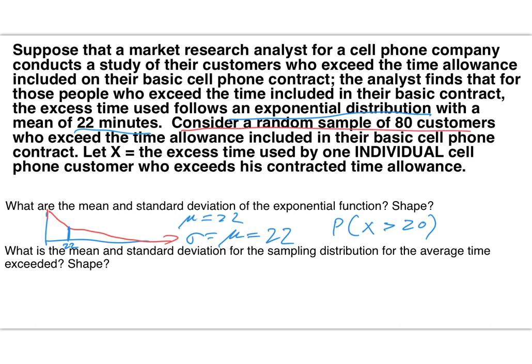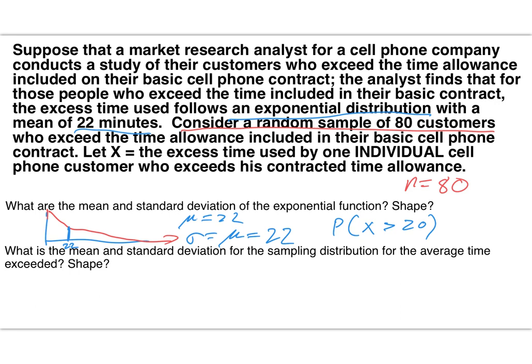But then it says, consider a random sample of 80 customers. Wow, immediately I need to be thinking 80 is a big number. It's over 30, and that's an important value. So my n is 80, which is over 30. So I'm going to consider this random sample of those who exceed the allowed time. We're going to let x equal the individual cell phone customer who exceeds his contract time.